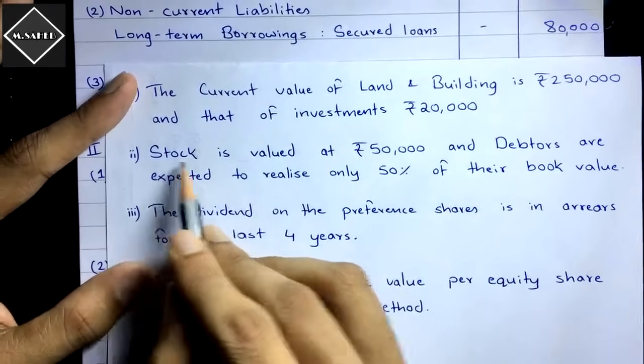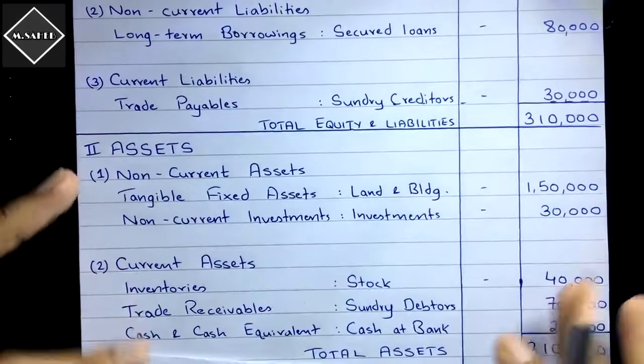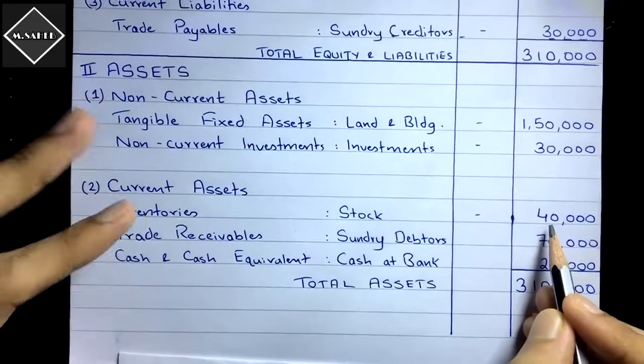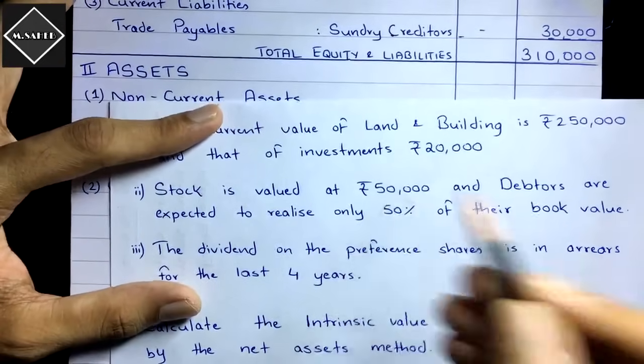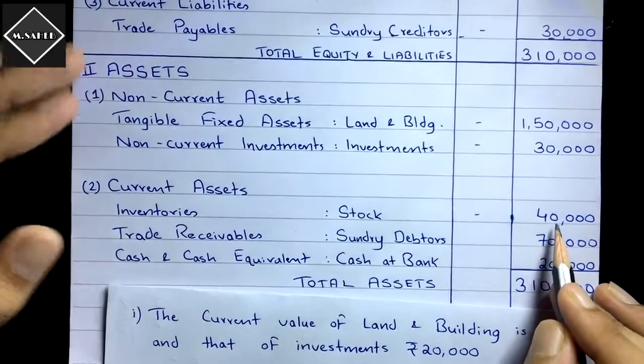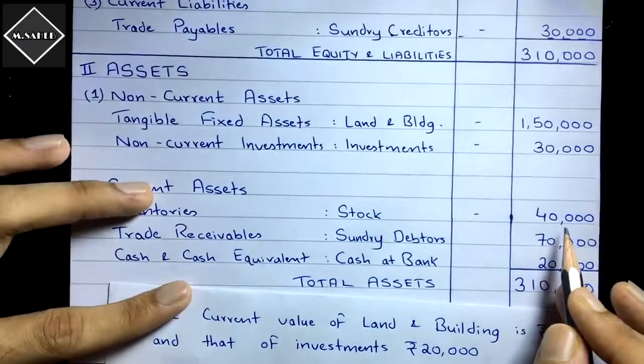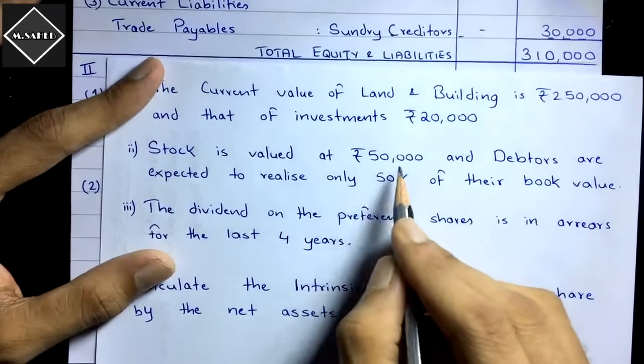And then they have said stock is valued at 50,000. So you have to look for stock. See, stock is 40,000 in the balance sheet, but here they are saying stock is valued at 50,000. So maybe the stock was undervalued before, and now it has been brought to the correct value.